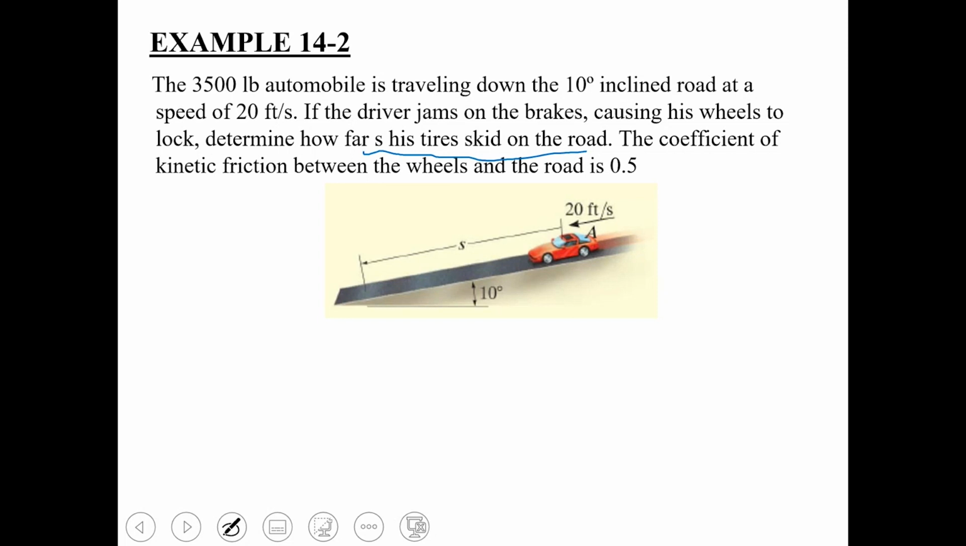So you have a car which is traveling down the incline at a speed of 20 feet per second. Suddenly the driver applies brakes, causing his car wheels to lock. You need to find out how long this car is going to skid on this road before it is stopped. The coefficient of friction between the car tires and the road is given to you as 0.5.